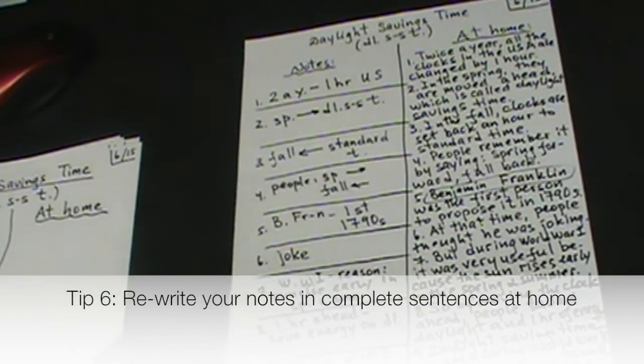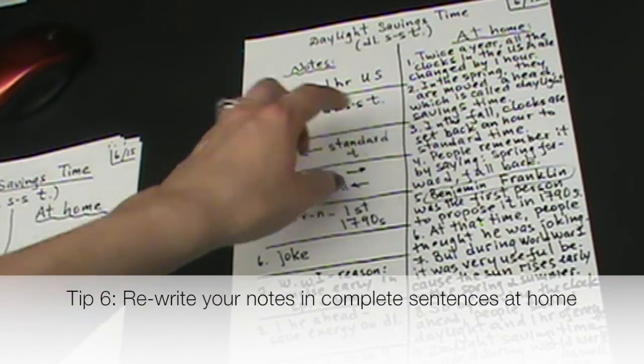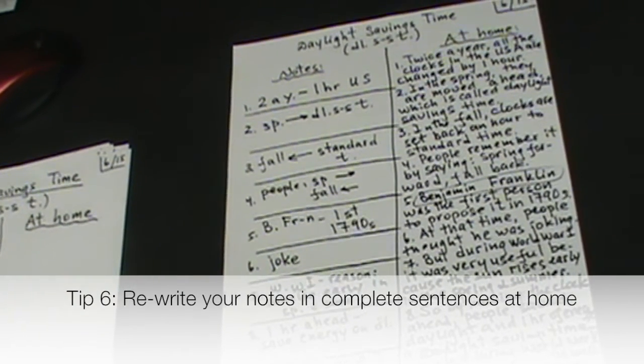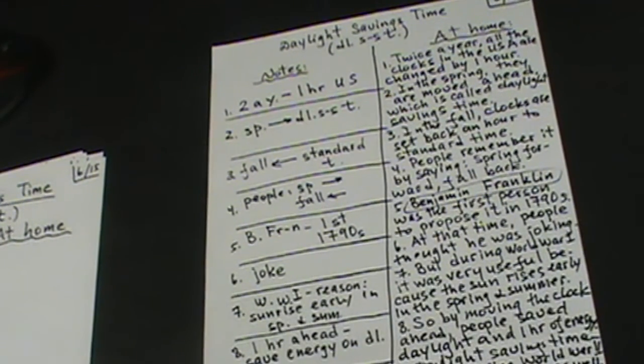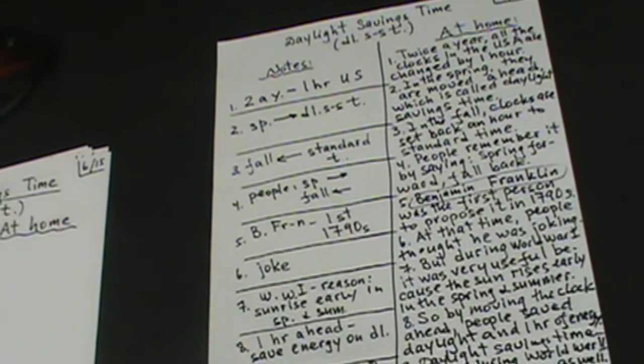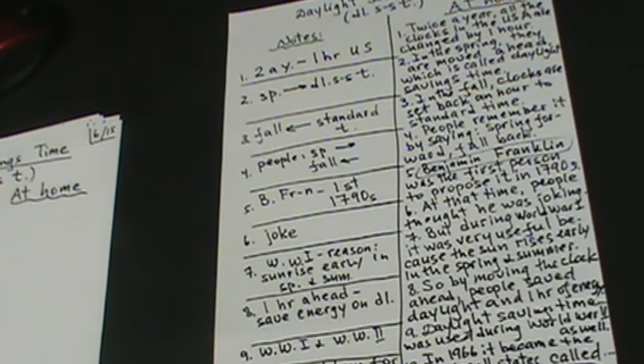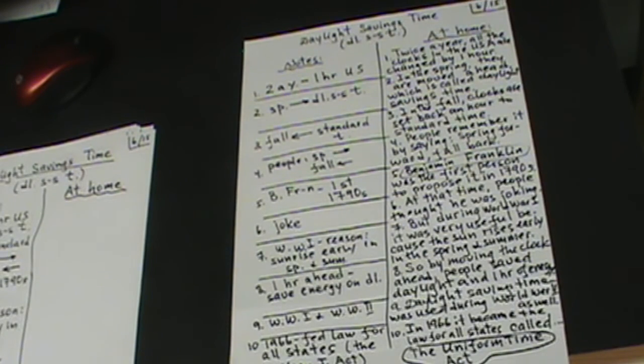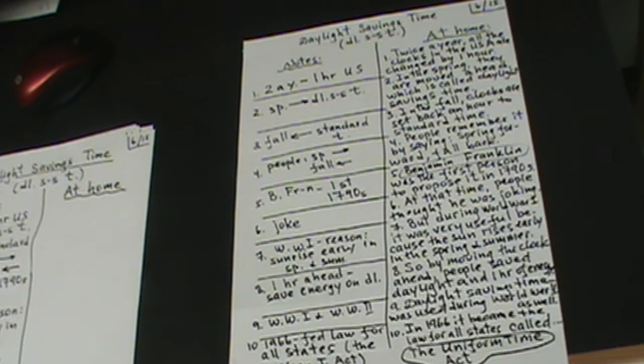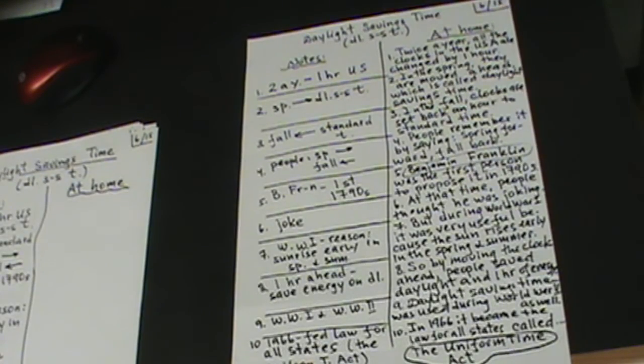So, at home, you complete the second part of your sheet. You can write complete sentences just as I did. But you can also write more words so you can remember all that information. For example, I wrote, twice a year all the clocks in the United States are changed by 1 hour. I kept writing sentences and I double-checked the spelling of the name. I also wrote the complete title of the law and made sure I have all the correct dates here.